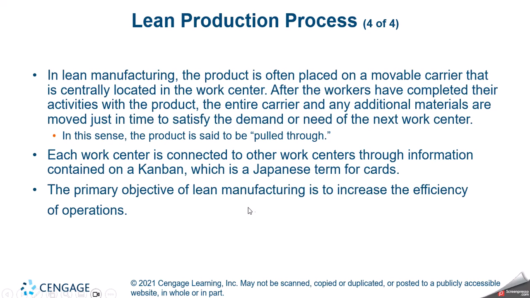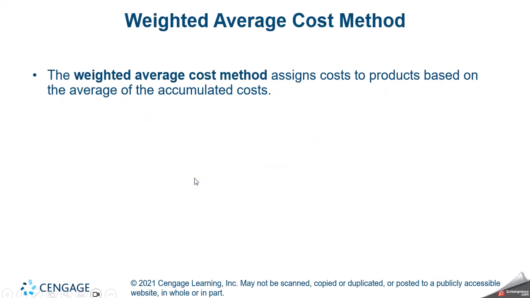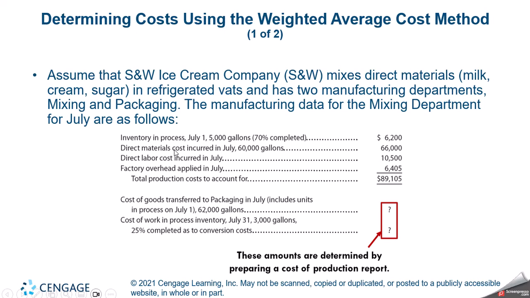Then this gives you that the product is going to be pulled through so that we are trying to increase the efficiency of our operations. And then it'll move just in time to get to that next level, whether it's sold or the next level of the process. Our weighted average cost method is how we assign costs.